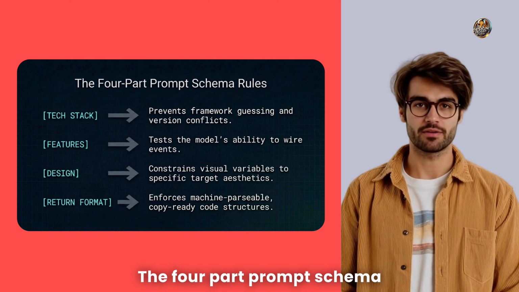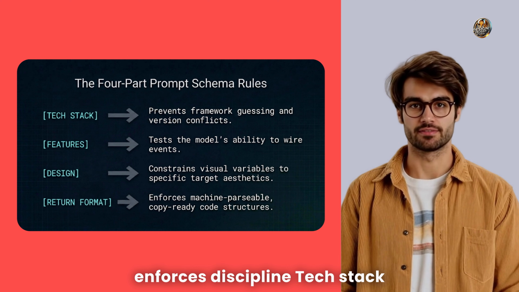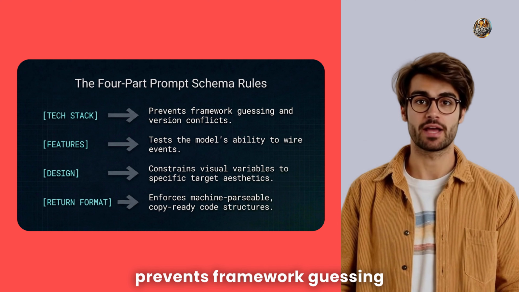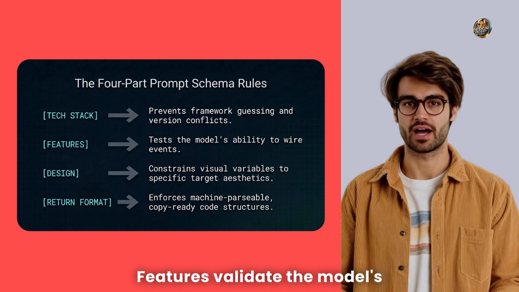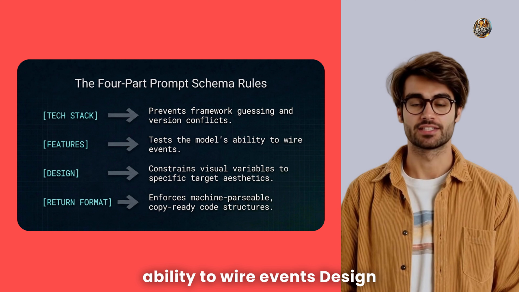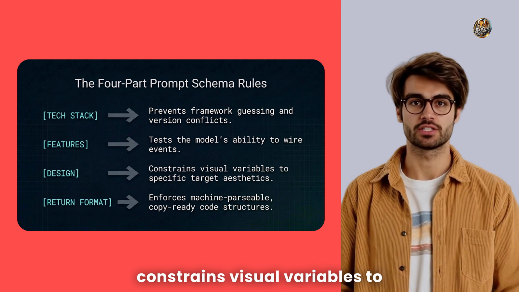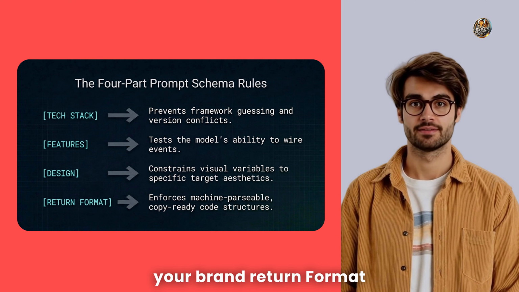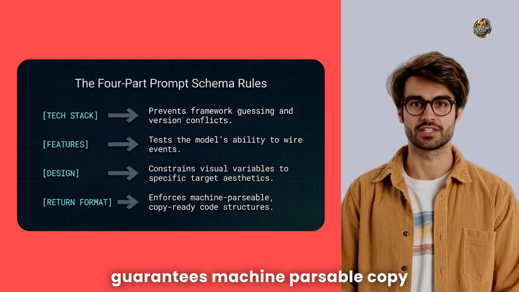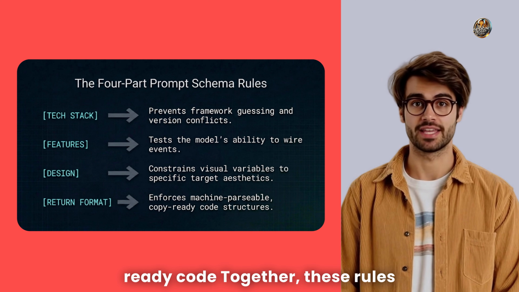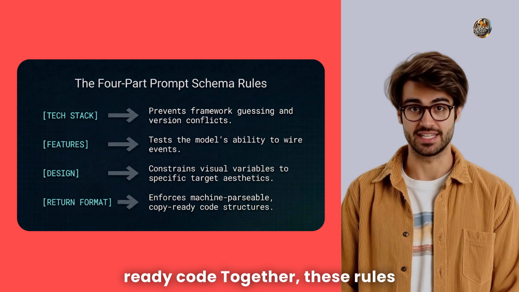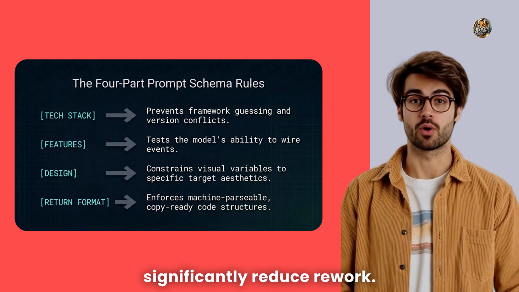The 4-part prompt schema enforces discipline. Tech stack prevents framework guessing. Features validate the model's ability to wire events. Design constrains visual variables to your brand. Return format guarantees machine-parsable, copy-ready code. Together, these rules significantly reduce rework.